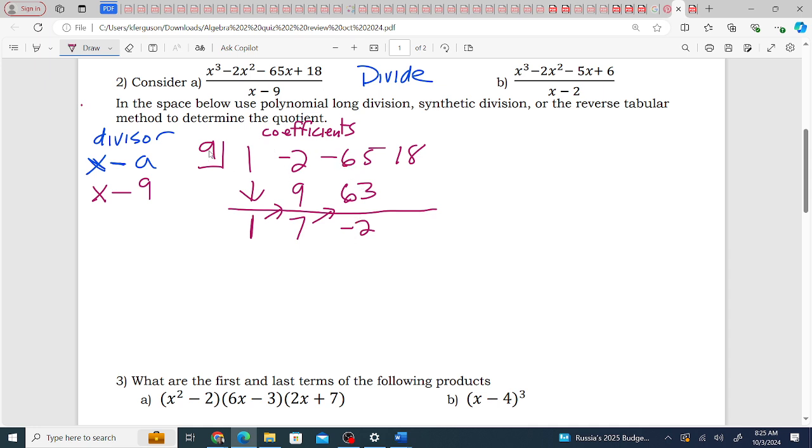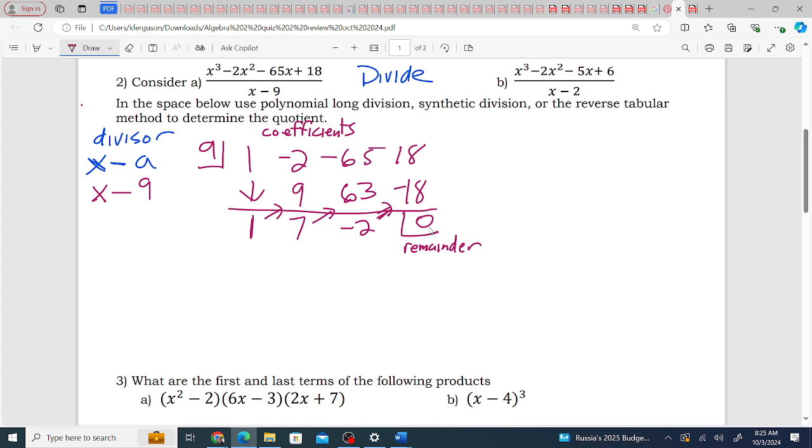Then finally, I've got 9 times a -2. That's -18. So I've got a positive 18 and a -18. I put those together to get 0. Now, I put that in my little box because that's my remainder.